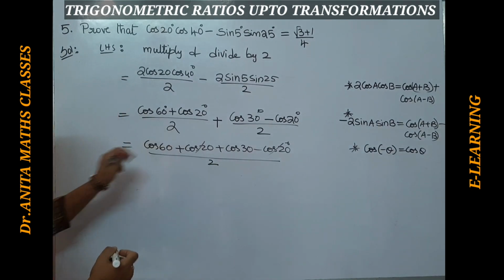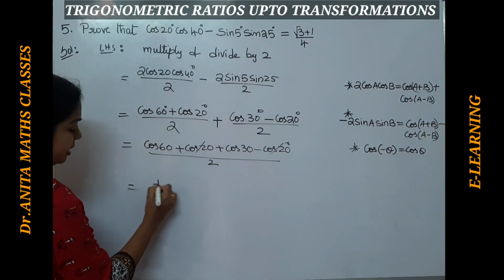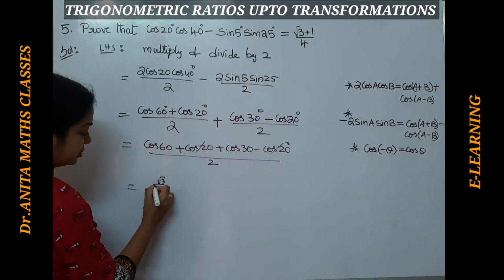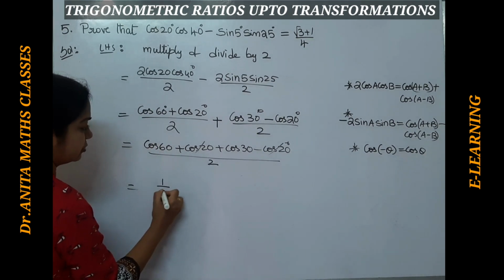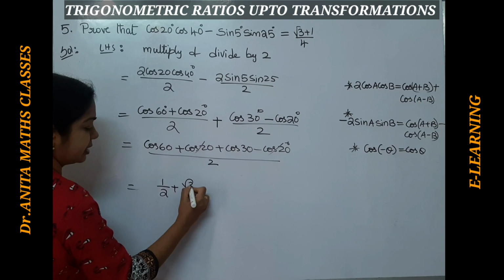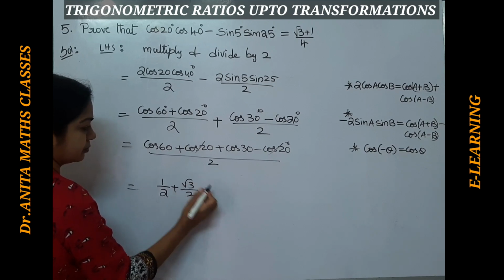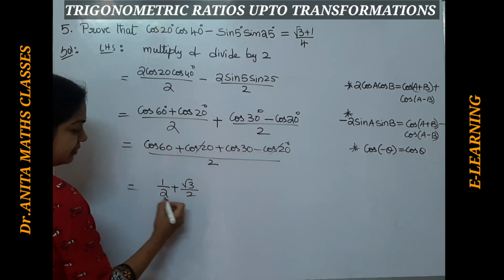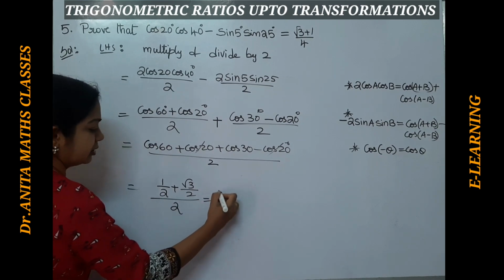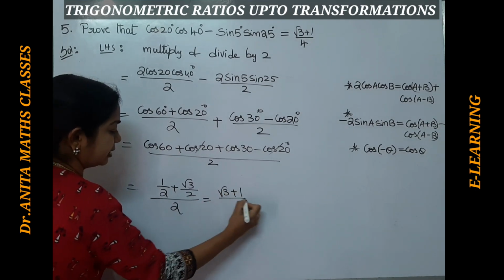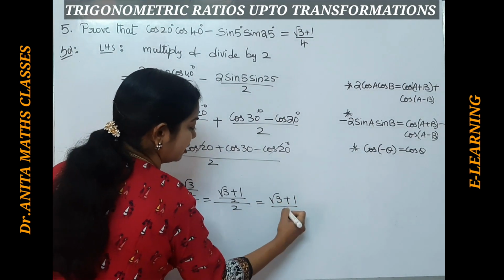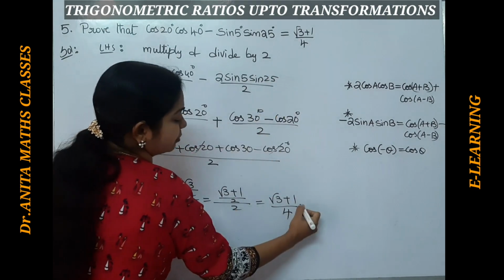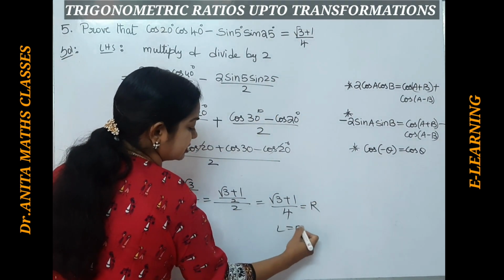If we take the LCM, cos 60 is, sorry, cos 60 is 1 by 2 plus cos 30 is root 3 by 2. Here I have written these two values. Again we have another 2 here. So (root 3 plus 1) by 2 by 2. Taking the LCM, (root 3 plus 1) by 4. This is what we have to prove. That is the RHS. So LHS is equal to RHS.